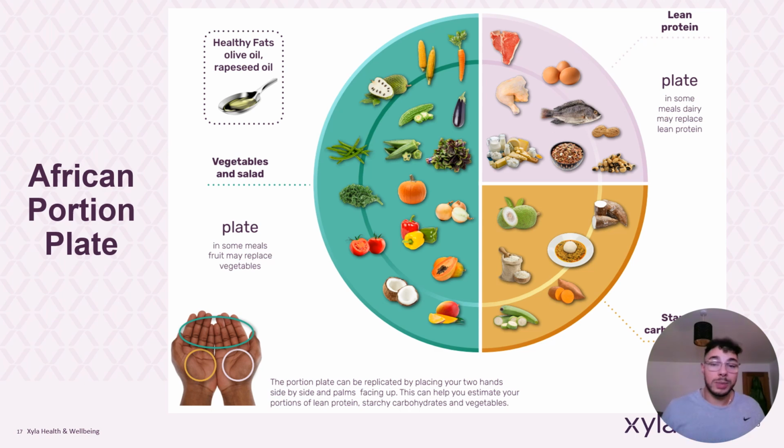Finally, we have a portion plate that reflects the African cuisine, including foods like fufu, sweet potatoes, and papaya. As you can see, whatever our cultural preferences for foods, we can recognize them and put them into different category groups. This helps us to understand how much we should be consuming.